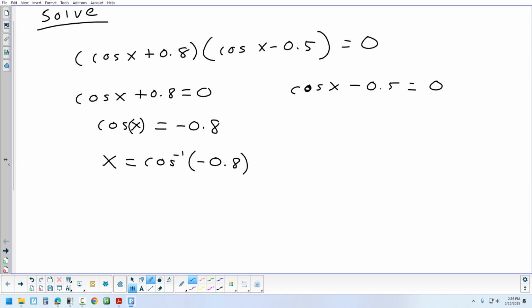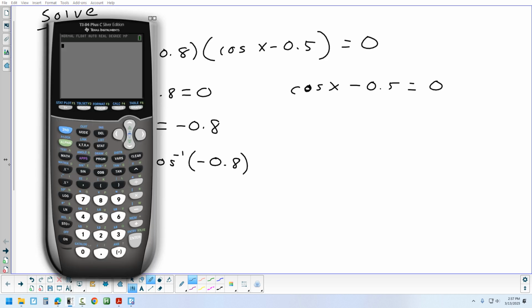All right. Now, is negative 0.8 a number that comes up when we do the unit circle? Yeah, for any of the coordinates? No. No. So because that's not on the unit circle, you are not going to get a nice answer.